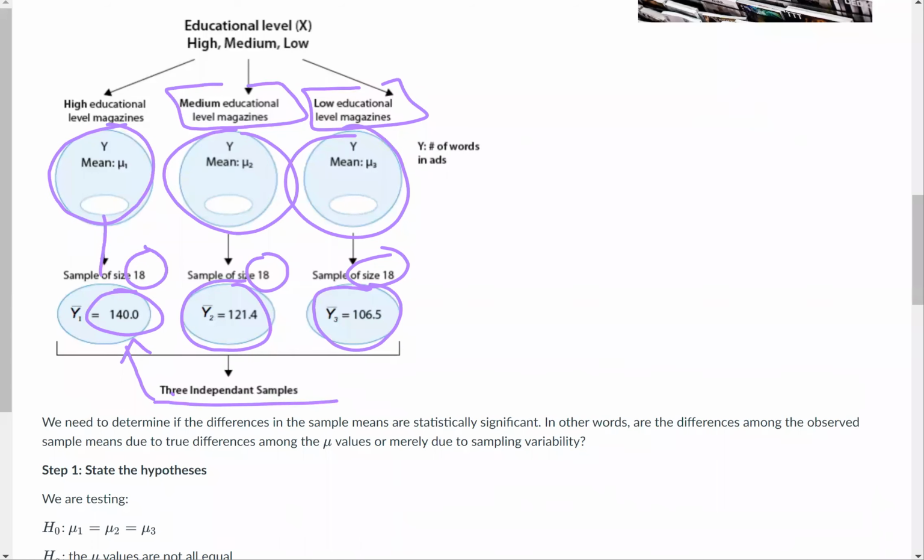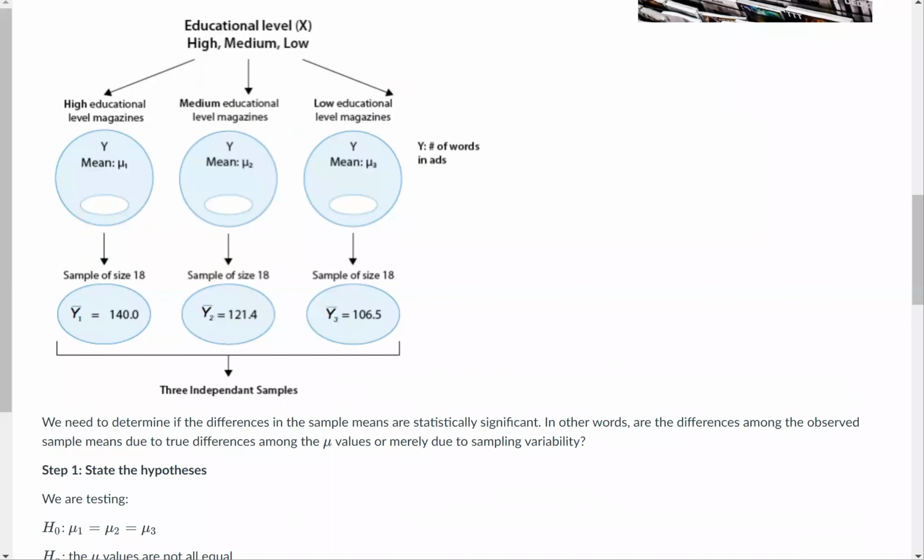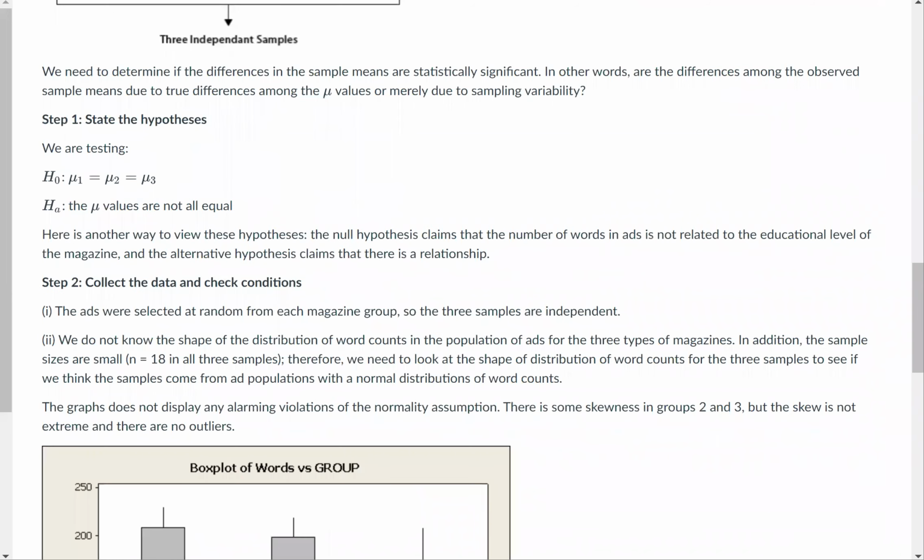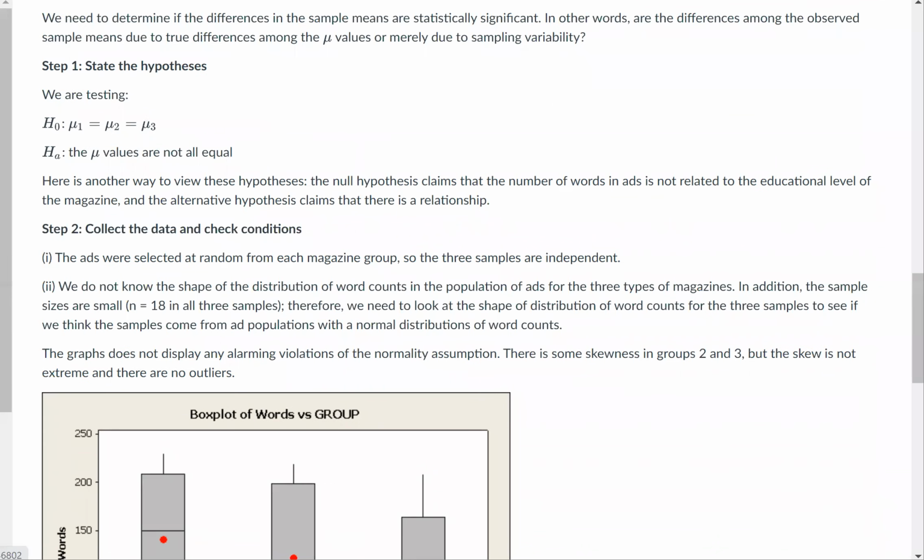We can only use the previous test that we know about if there were 1 or 2 sample means. But now we have 3 samples. So, okay, we need to determine if the differences in the sample means are statistically significant. In other words, are the differences among the observed sample means due to true differences among mu values or simply due to sampling variability?